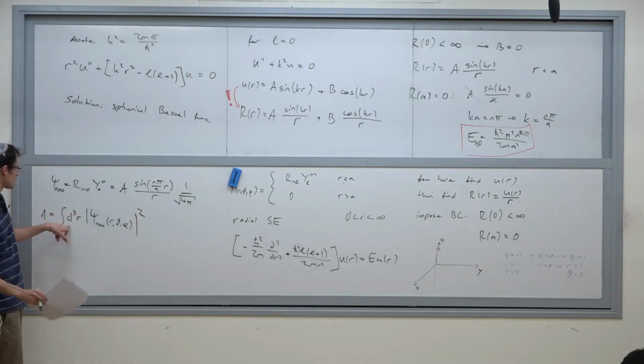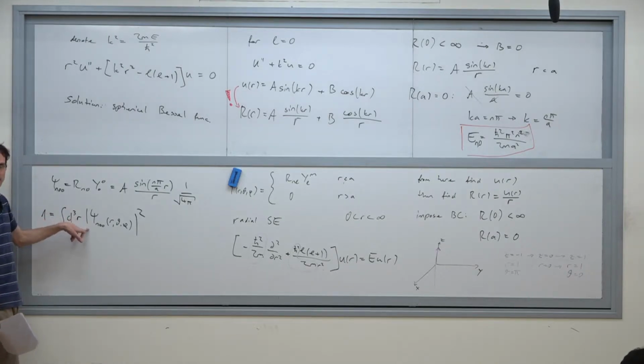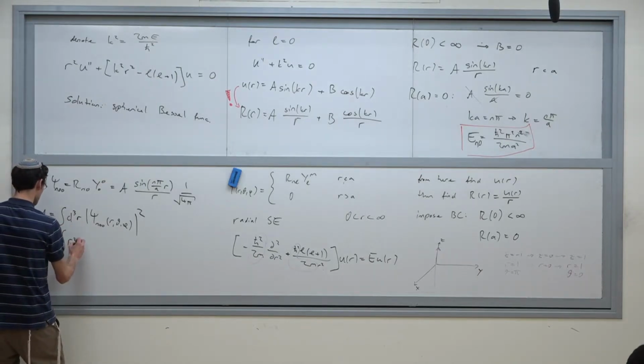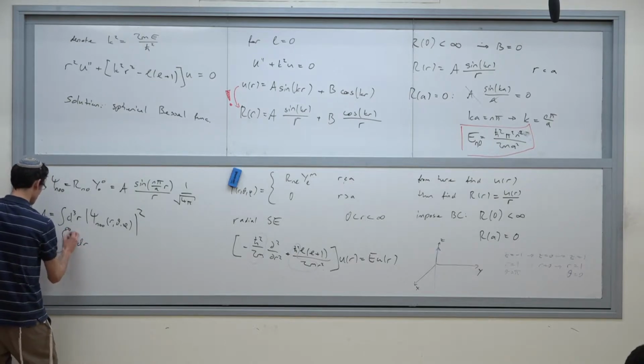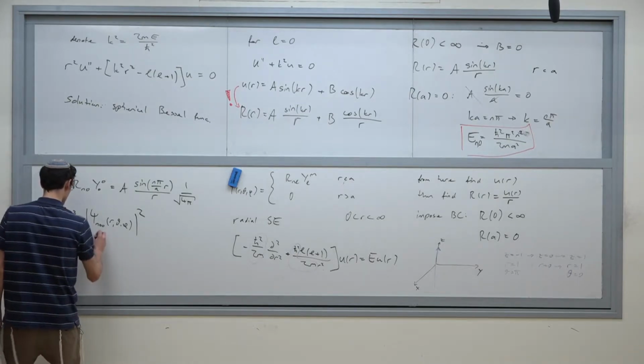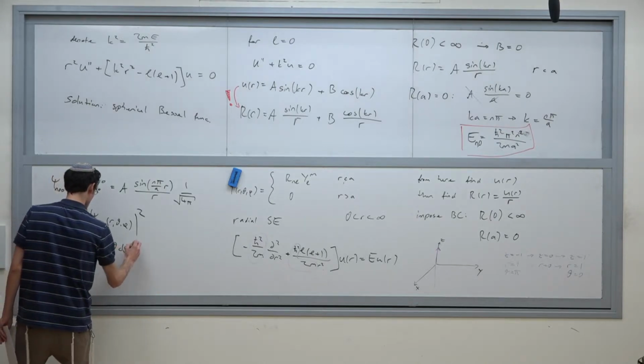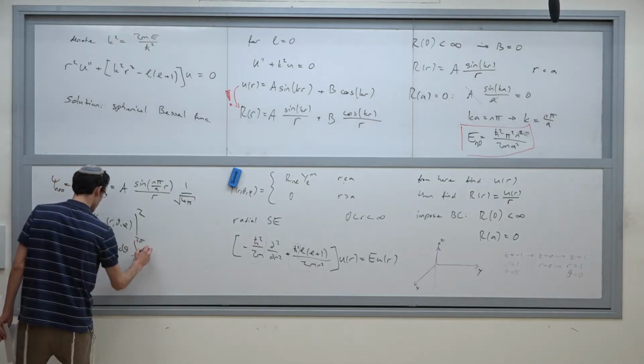Right? d3r means I'm integrating in 3 dimensions. So this could be dx, dy, dz, but that wouldn't help much because I'm working in spherical coordinates. So in spherical coordinates, there's an r squared dr from 0 to infinity. I hope you know this stuff. Then sine theta d theta from 0 to pi, and d phi from 0 to 2 pi.